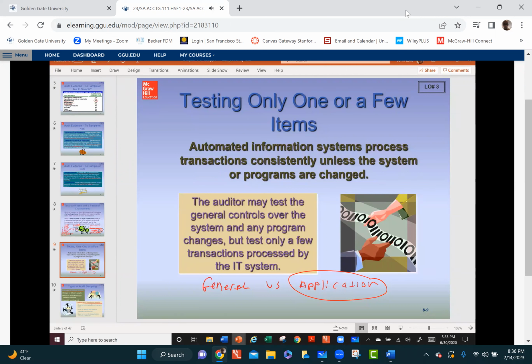Whereas application controls, you could test those through sampling. You could pull a sample of transactions and see if the payroll controls process those correctly. So general controls, you're probably not using any sampling. Application testing, yes, you probably could use sampling to sample a set of transactions using some of those different techniques that we talked about.